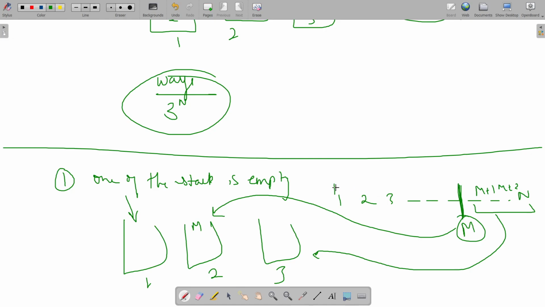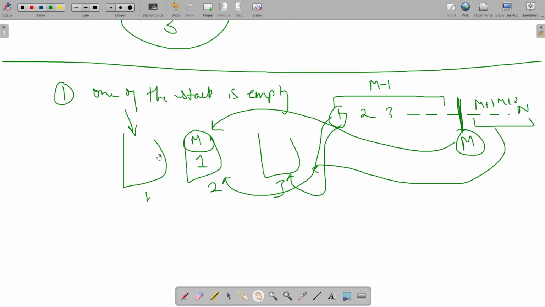And for the remaining m minus 1 elements, they have a choice. Each element can either go here or it can go here. It will not impact the answer, because suppose this 1 goes here; since the stack is ordered in ascending order, this 1 will be placed below m. So the top of the stack will not change.